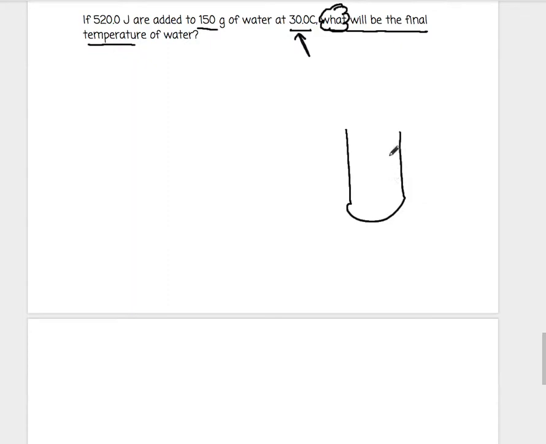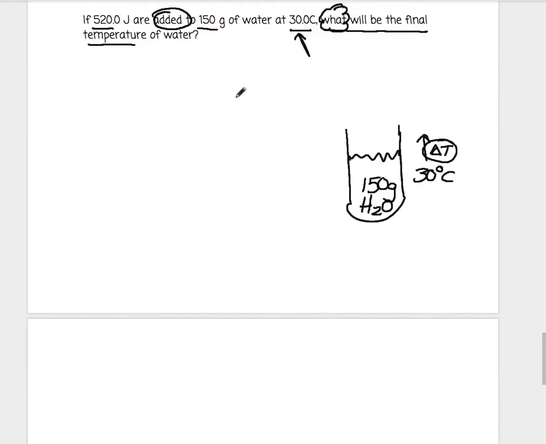That's why I put this on here, because this is my beaker, right? It's a lovely beaker. And in that beaker, I have 150 grams of water, and that water is at 30 degrees Celsius. We are going to be adding heat to that. How much heat? 520.0 joules. So what's going to happen to the temperature when I add heat to that? When you take a pot of water and you stick it on your stovetop, what happens to the temperature? It is going to go up. This is what we're going to be calculating. We're going to be calculating the change in temperature, and then we can calculate the final temperature of the water.